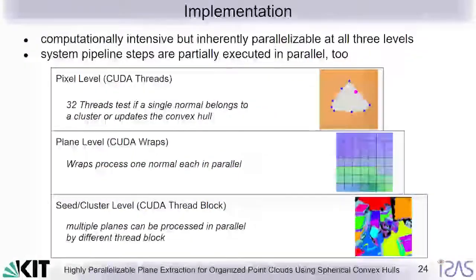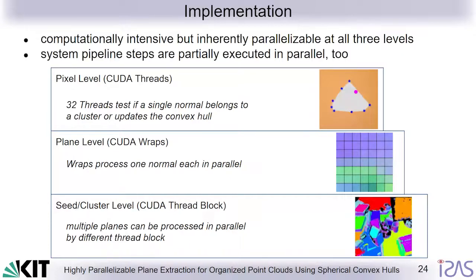The proposed algorithm was implemented in C++ and CUDA. Even though it is computationally intensive, it is inherently parallelizable and can make full use of graphics cards. More specifically, its parallelizability can be interpreted in three execution levels. 1. At the pixel level, validating the CPR and the convex hull for a single pixel normal can be easily parallelized.